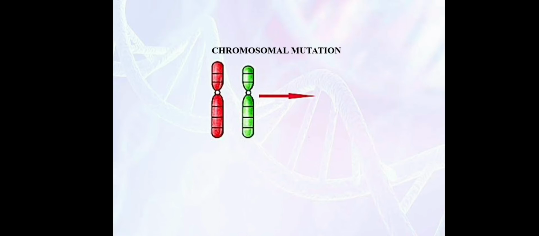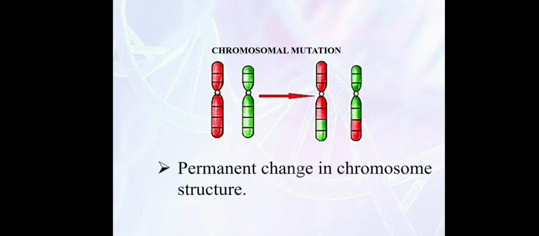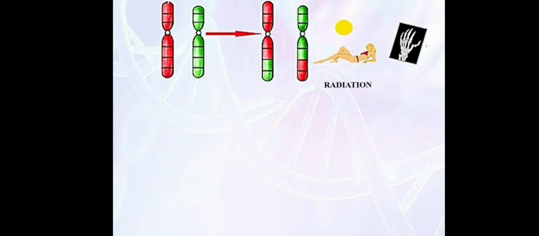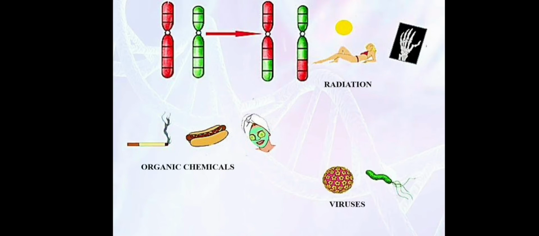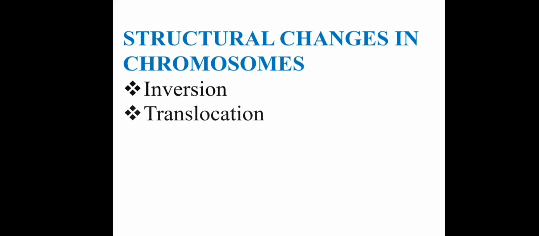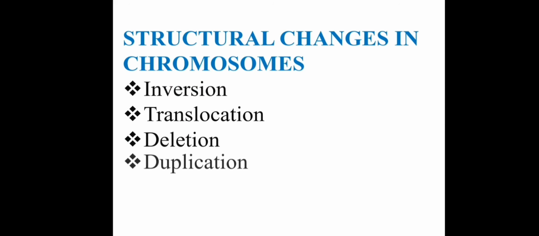Chromosomal mutation. Chromosomal mutation may cause permanent changes in chromosome structure. It can be caused by exposure to radiation, organic chemicals, viruses, or replication mistakes. Only mutations in sex cells are passed on to the next generation. Structural changes in chromosomes. There are 4 major types of structural changes in chromosomes. They are inversion, translocation, deletion, and duplication.